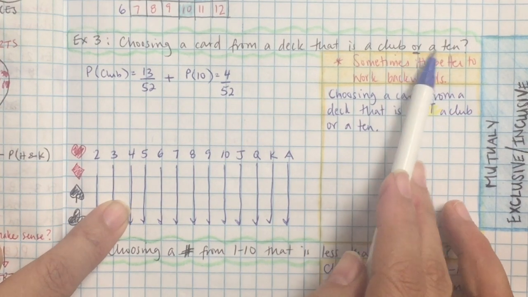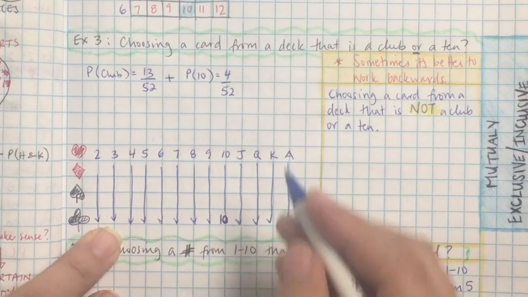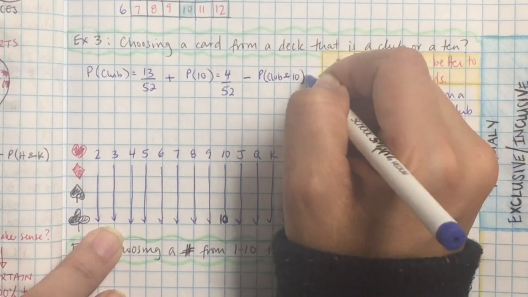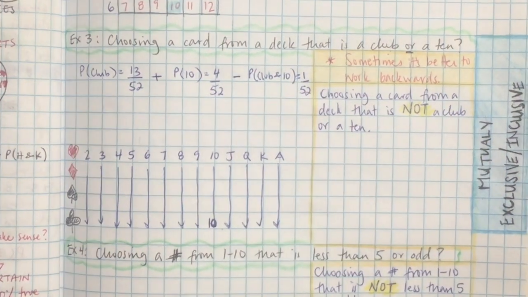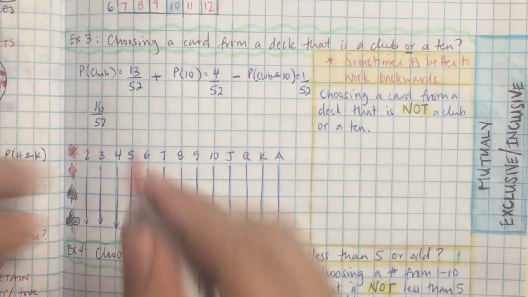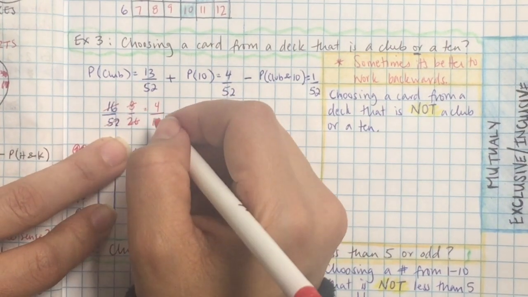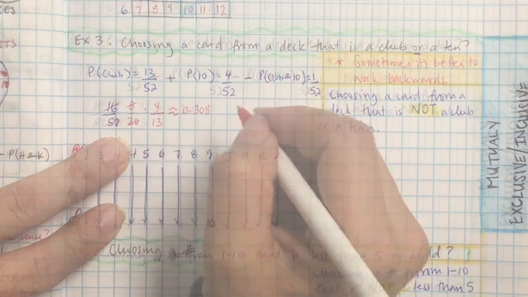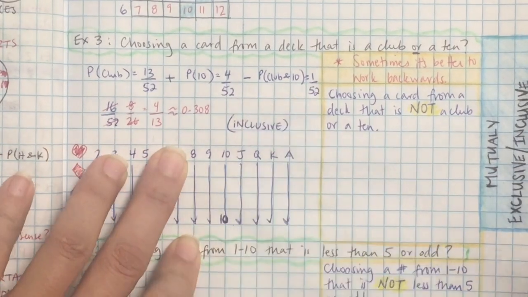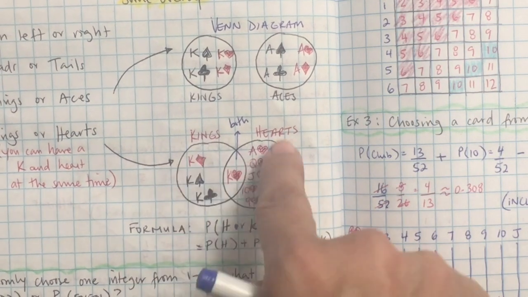Alright, now here's the thing. There is a club in there that's also a 10, which means we've counted it twice. We've counted it in the clubs and we've counted it in the 10s. So we have to subtract that one. So the possibility of a club and a 10 is 1 card out of 52. 13 plus 4 is 17, minus 1 is 16 over 52, which simplifies to 4 over 13, which is roughly 0.308 or 30.8%. This is inclusive because there's one that's both. There's an overlap. So it would look like the second Venn diagram, because there's an overlap, the 10 of clubs.